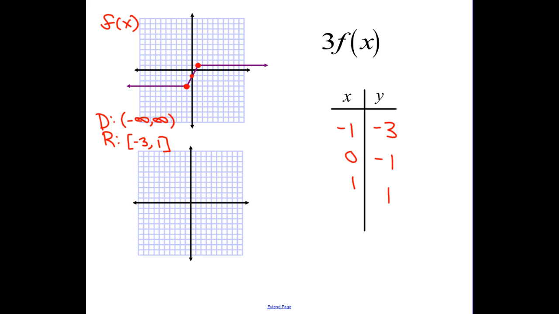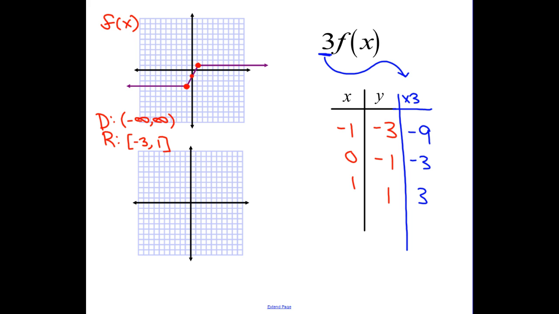Now going back to our rules of functions, this is on the outside. So is that affecting my x's or my y's? Well, it's going to affect our y values, and it's going to multiply them by 3. So it's going to be a vertical stretch of 3. All I need to do now is multiply each of my y values by 3. So we get -9, -3, 3.